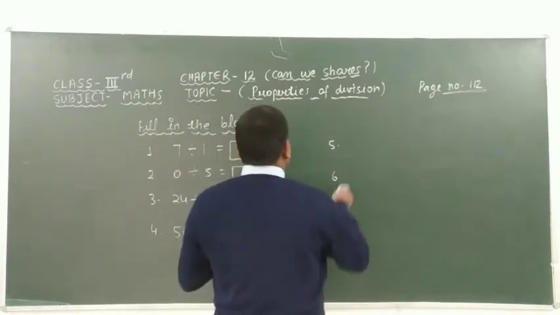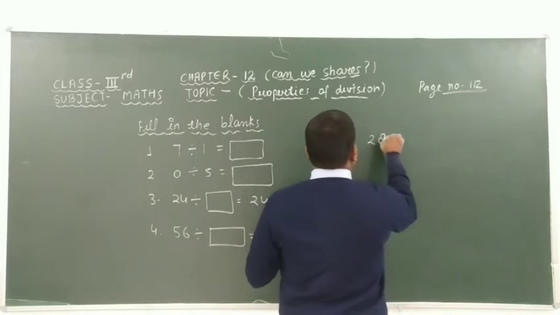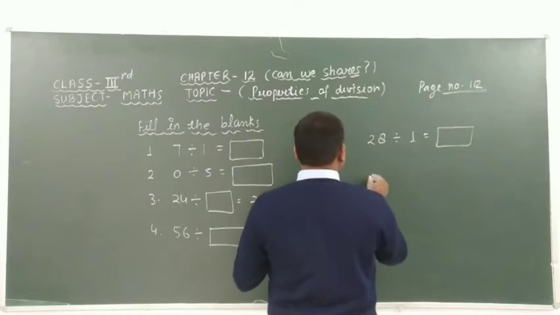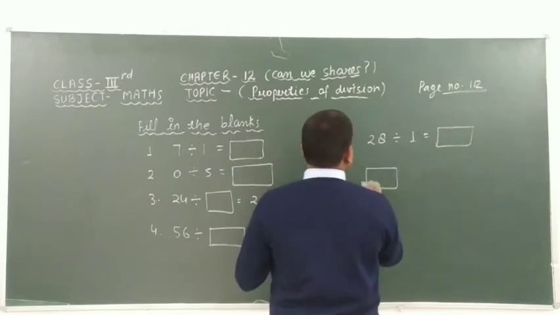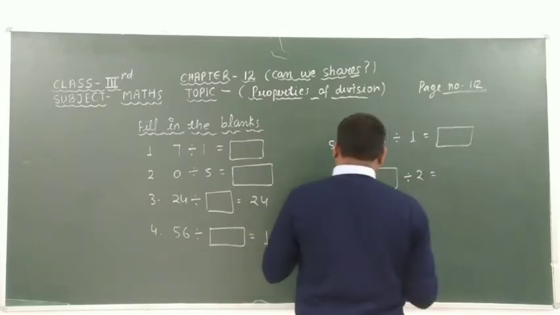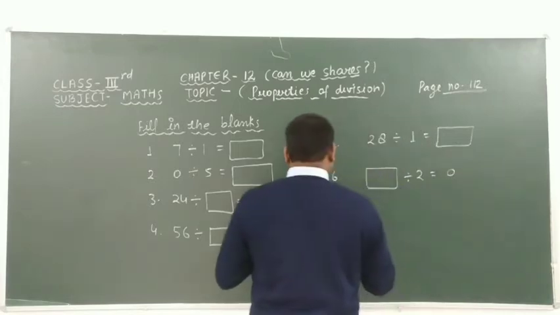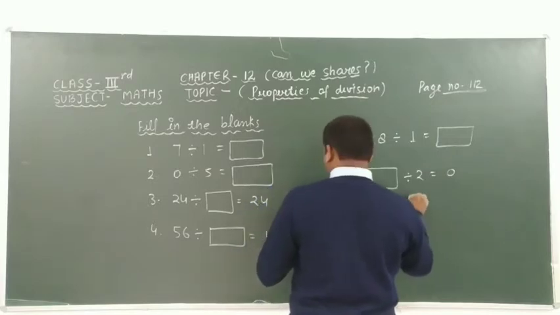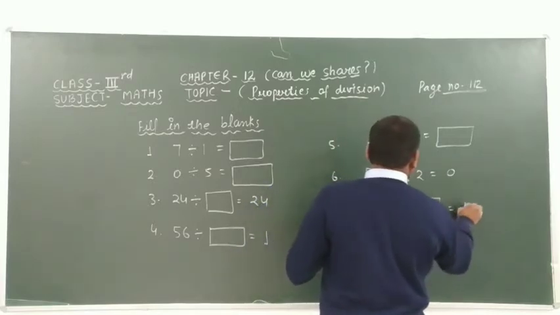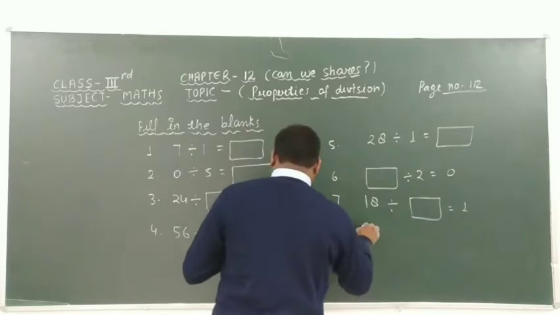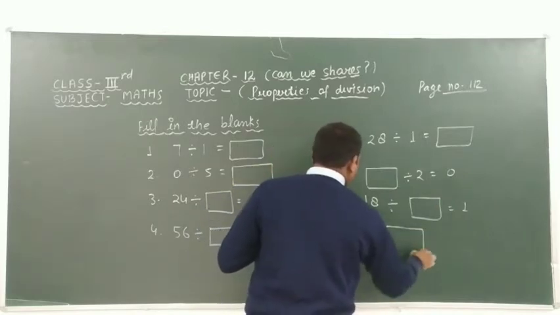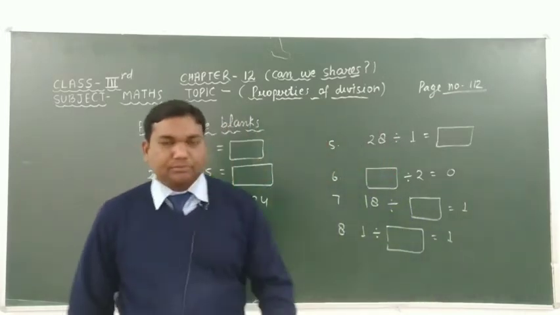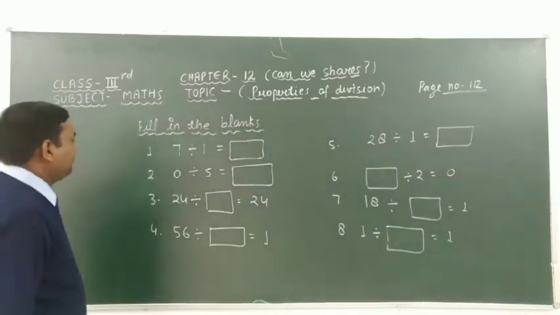Okay. In question number 5, 28 divided by 1 is equal to box. Box divided by 2 is equal to 0. In question number 7, 18 divided by box is equal to 1. 1 divided by box is equal to 1. Okay, students, look at here carefully.